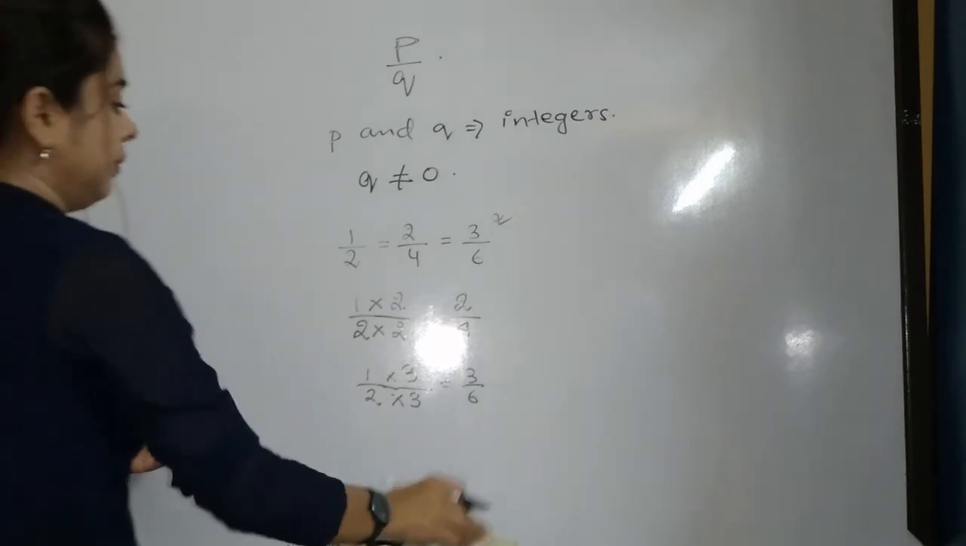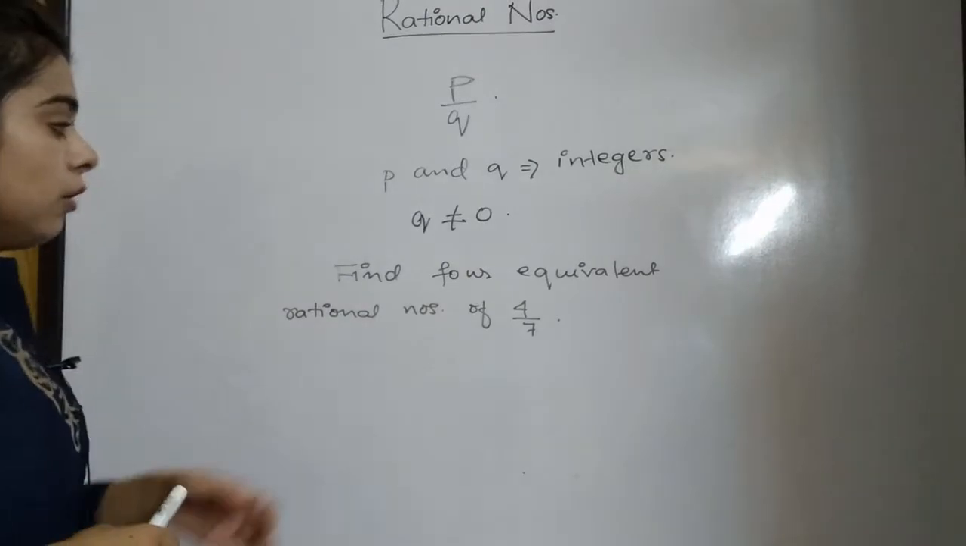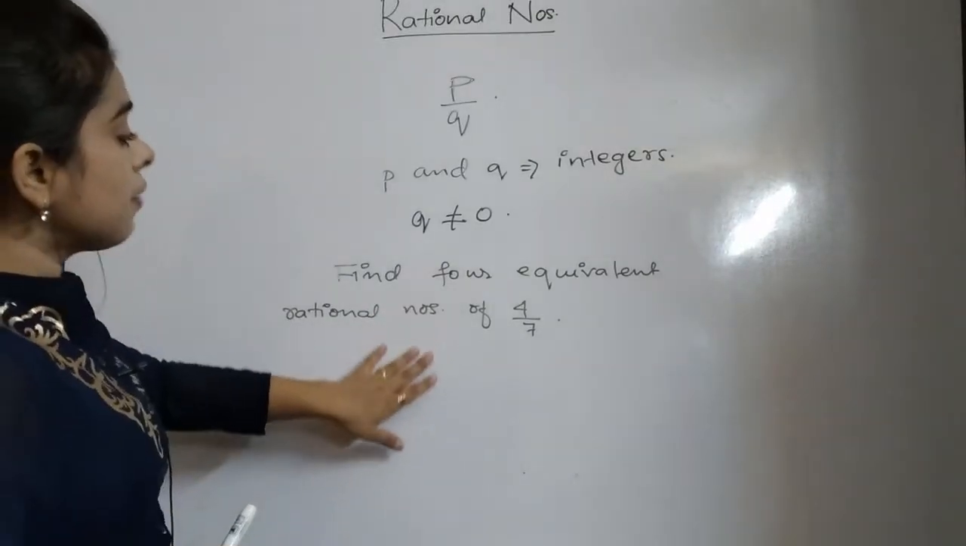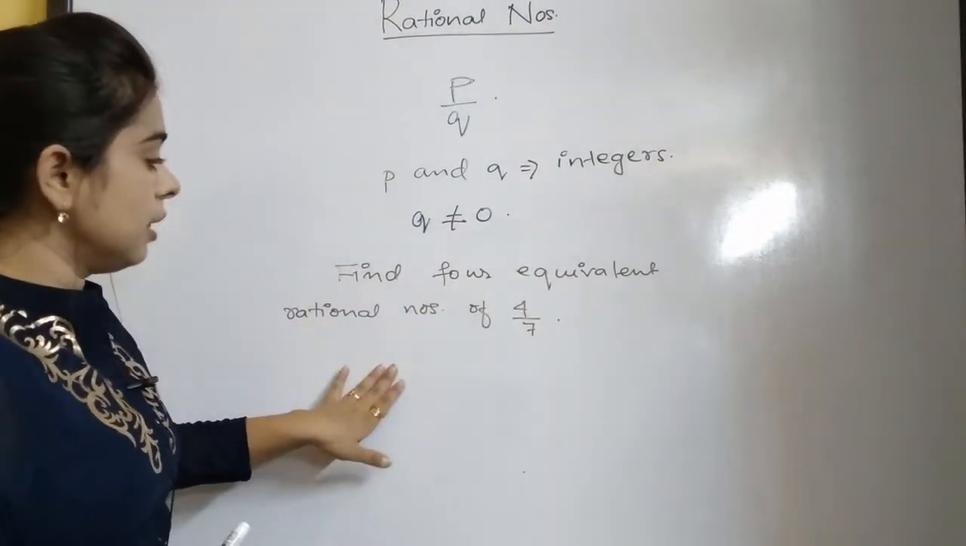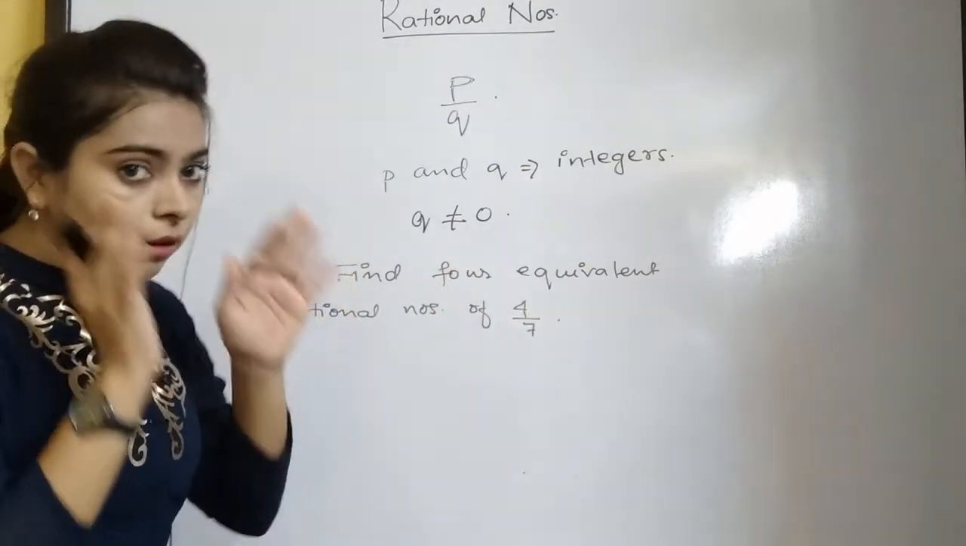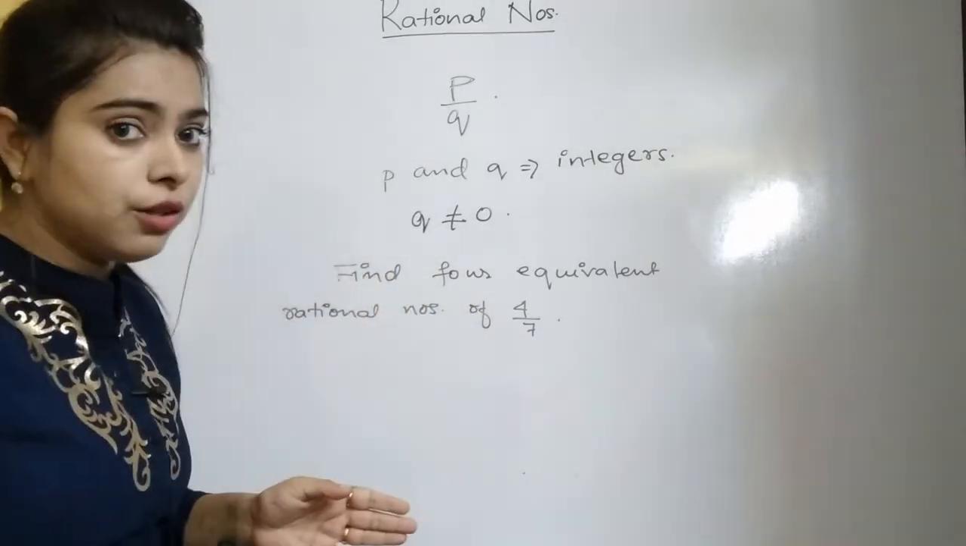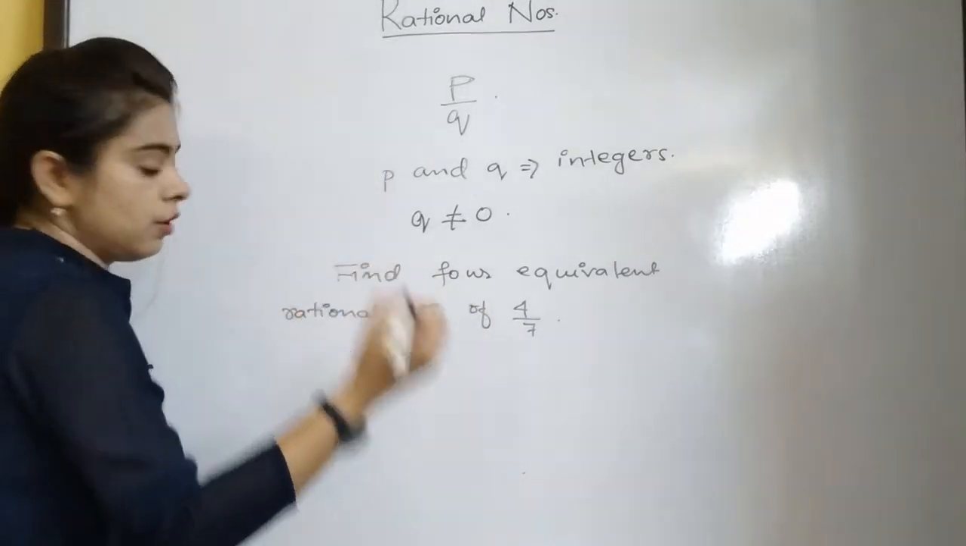Chalo, let's take an example. Now let's do a question on this. So over here, we have to find 4 equivalent rational numbers of 4 by 7. I believe by now you know how to find these 4 equivalent rational numbers. Pause the video, try it yourself and then come back for the solution.